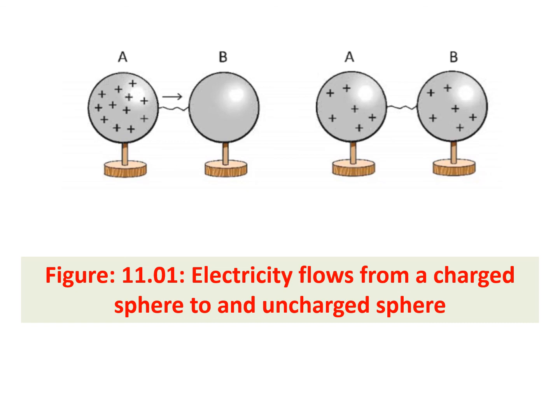That means you have understood that charge flows due to the potential difference. If you understand potential difference, then you can understand that electricity flows from a charged sphere to an uncharged sphere.